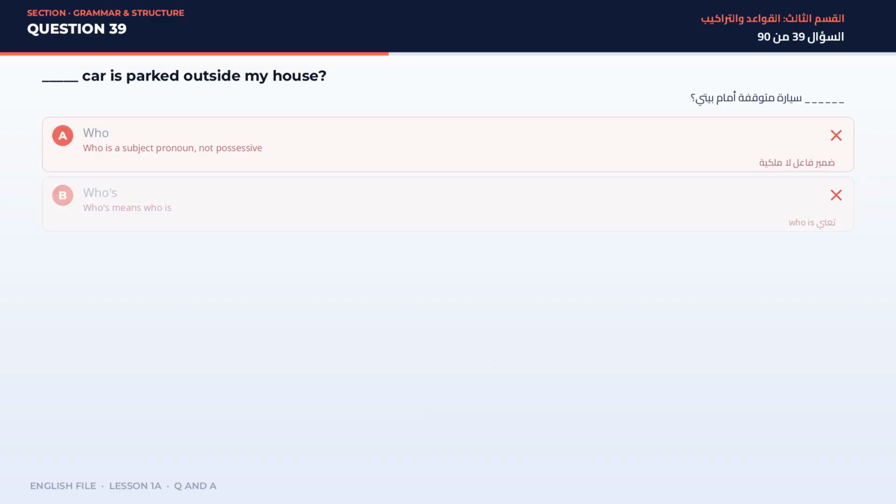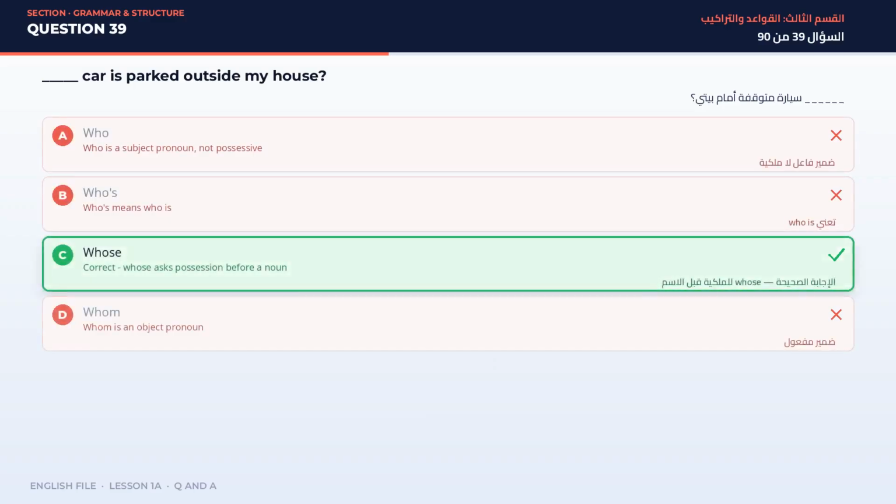Whose. Whose asks possession before a noun. Not A. Who is a subject pronoun, not possessive. B. Whose means who is. D. Whom is an object pronoun. Question.